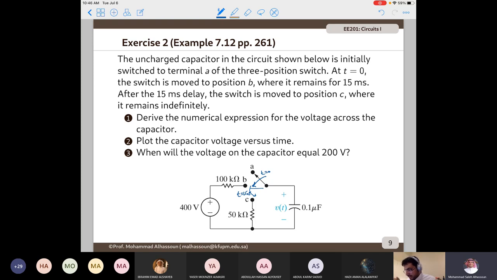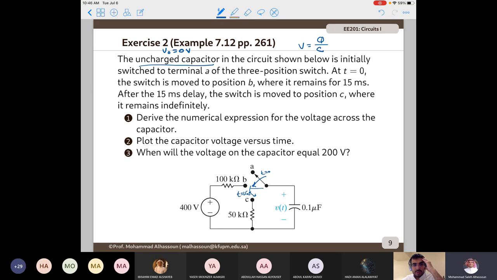Okay. Let's explain with an exercise. Here we have an uncharged capacitor. When you read the words uncharged capacitor, it means that the initial value is zero. The capacitor has no accumulated charges on its plates, meaning that the voltage across the capacitor is zero, because the voltage across any capacitor is Q divided by C. If there is no charge, then the voltage is zero.